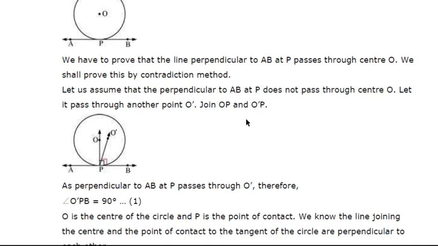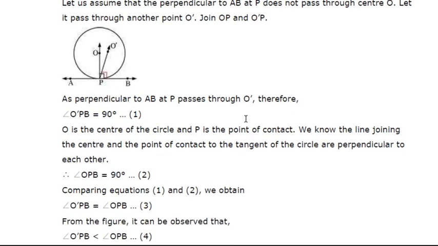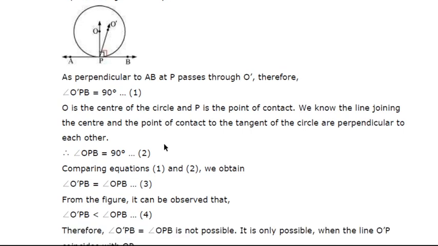Join OP and O dash P. Okay. Both lines you join. As the perpendicular to AB at P passes through O dash, therefore angle O dash PB must be 90 degree. Okay. Now, O is the center of the circle and P is the point of contact. We know that this line, you know that very well.